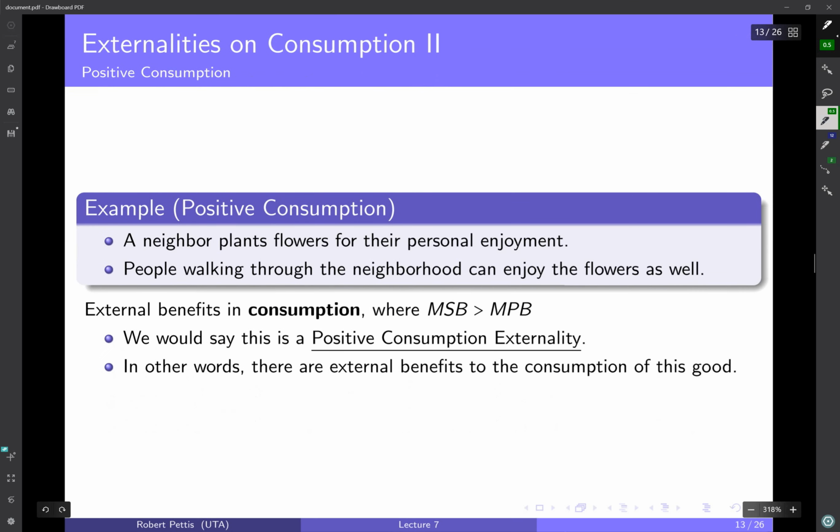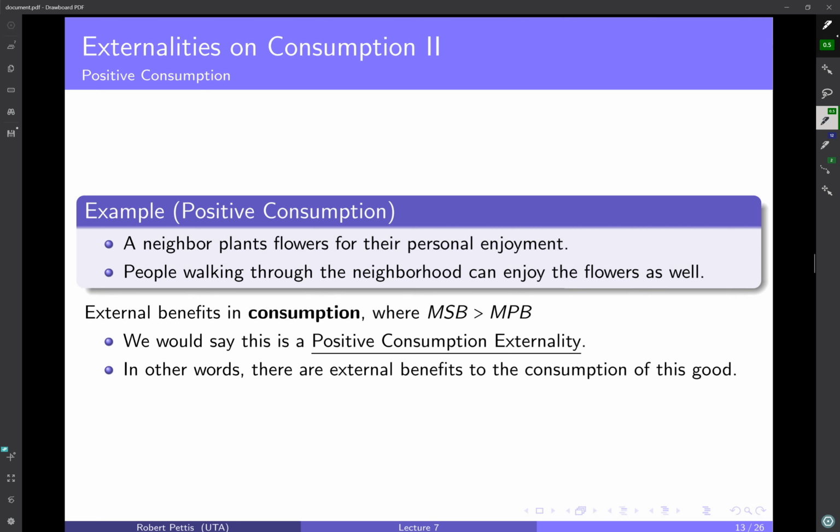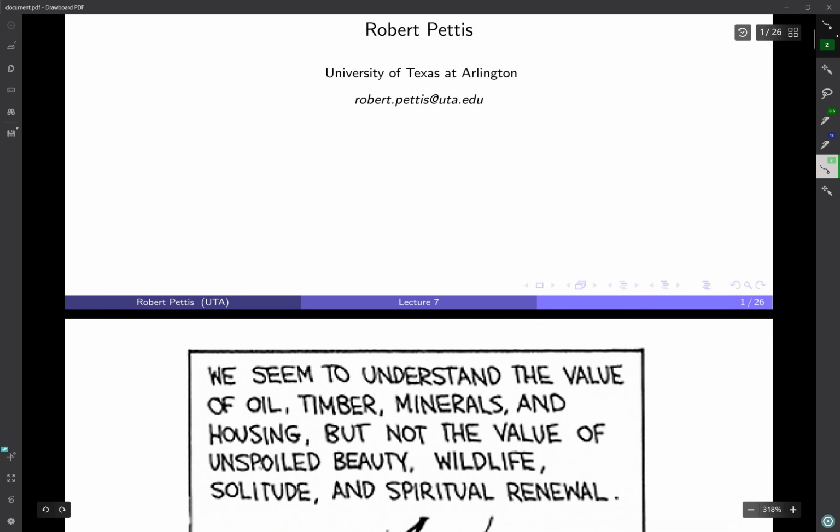Okay, and lastly, we have a positive consumption externality. Okay, so for an example of this, we've got some neighbor who plants flowers, and they're planting flowers because they like flowers, okay? But people that walk by can also enjoy how pretty that looks, right? They get some sort of benefit from that, okay? And so because of this extra benefit being added on, oops, how did that happen?